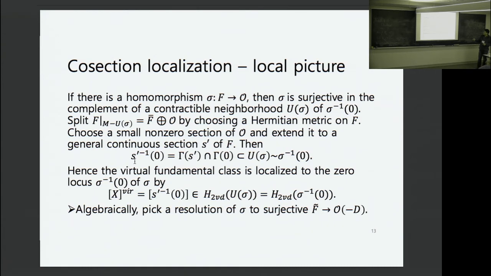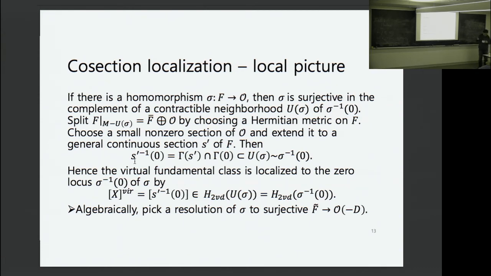That's a topological description, but if you want to explain, once again, we cannot perturb a section in algebraic geometry. If you're an algebraic geometer, there is another way. There is a different way of expressing the transversal intersection. You pick a resolution of the surjective homomorphism and then choose a lift of your cycle and so on. Let me not talk about the details. Anyway, there's an algebraic way of expressing what's written there.